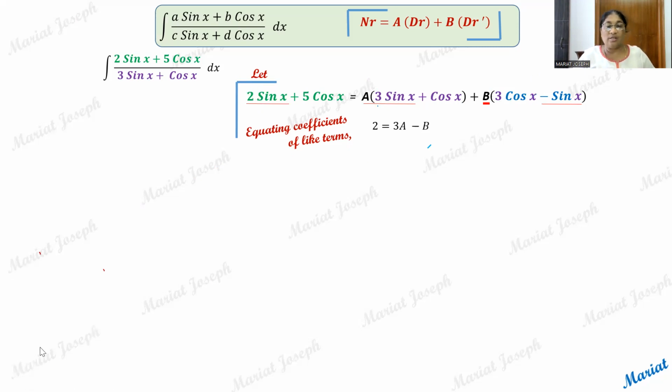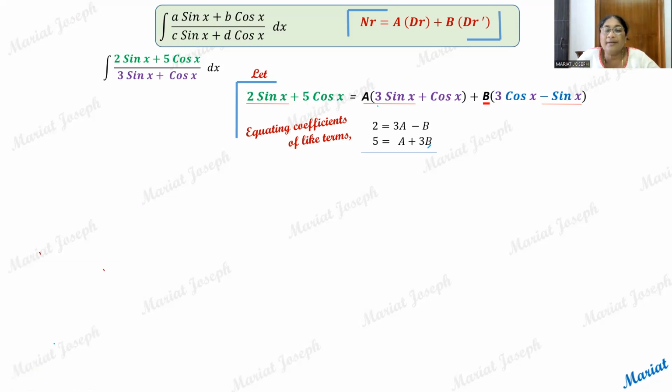This is one equation. Now equate the coefficients of cos x. On the left side, we have 5 times 1, and on the right side, a into 1 and b into 3. So a plus 3b equal to 5. We have equated the like terms.